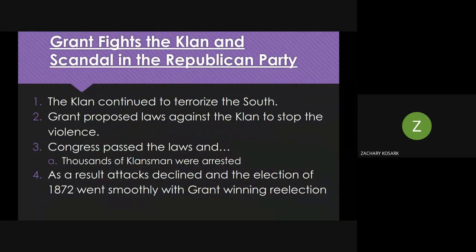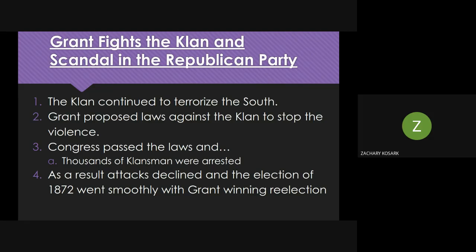Ulysses S. Grant, again, definitely tries to go against the Ku Klux Klan. Again, he is a former military commander, so he has a very military mindset towards this. The Klan continued to terrorize the South, trying to stop African Americans from voting, holding office, gaining wealth, anything like that. Grant proposed laws against the Klan to stop the violence. Congress passed these laws, and thousands of Klansmen were arrested.